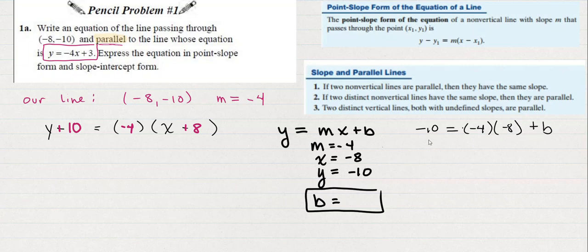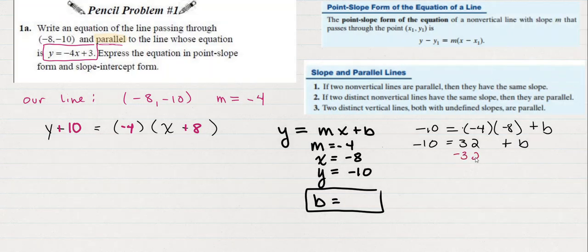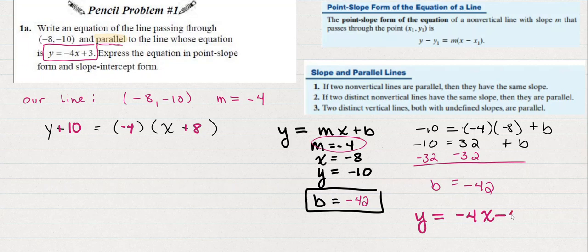And you see how I can solve for b? Negative 10 equals 32 plus b. If I subtract 32 from both sides, I'd have that b is negative 10 minus 32, so negative 42. So now that I have an m and a b, I can write the equation of the line we're looking for: y equals mx plus b.